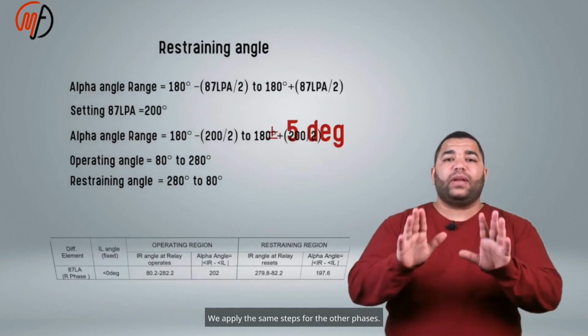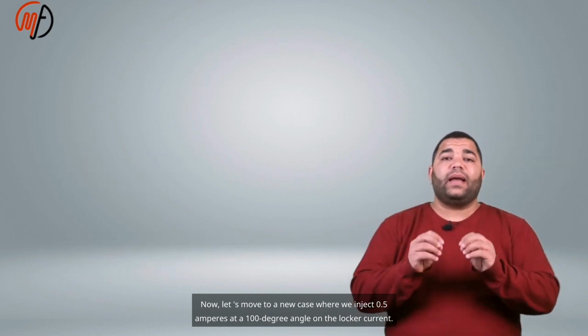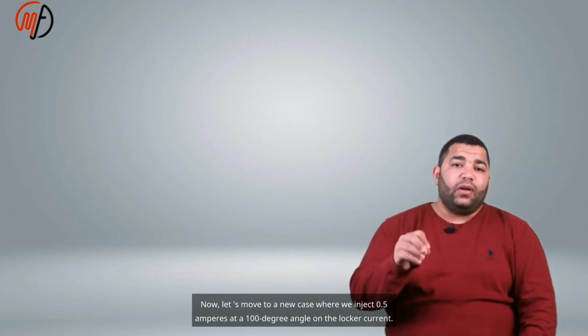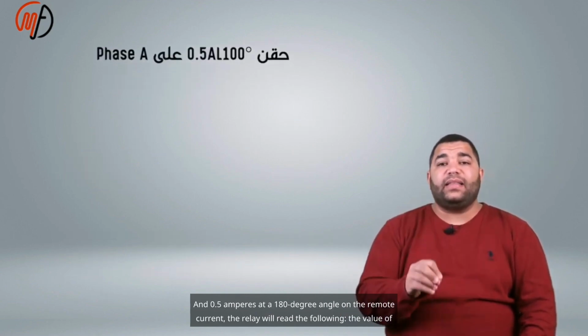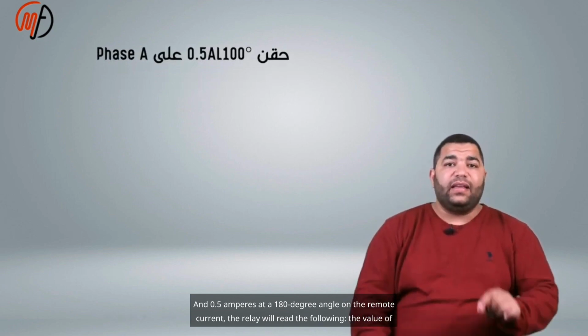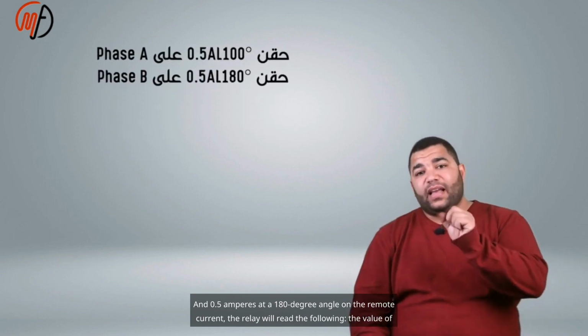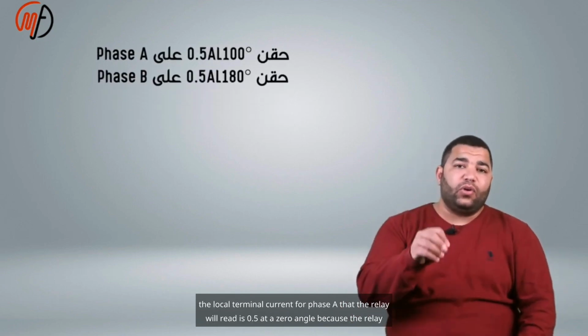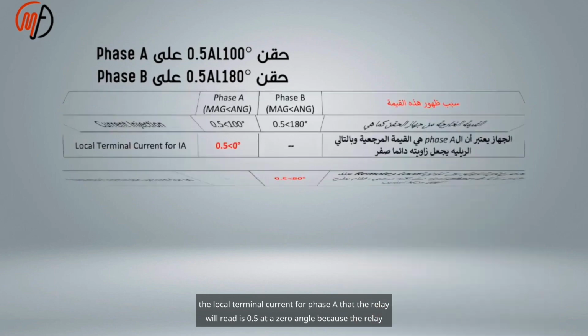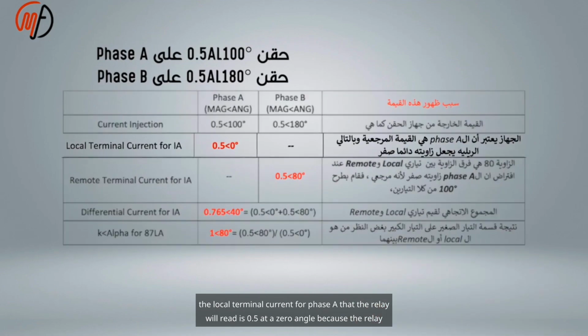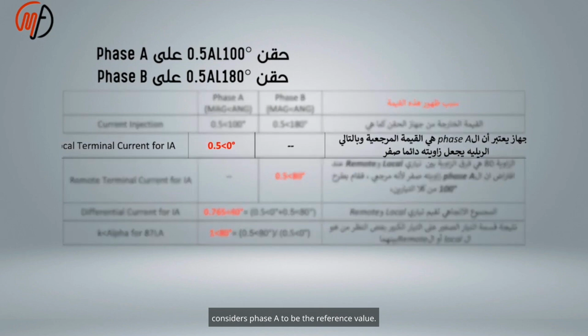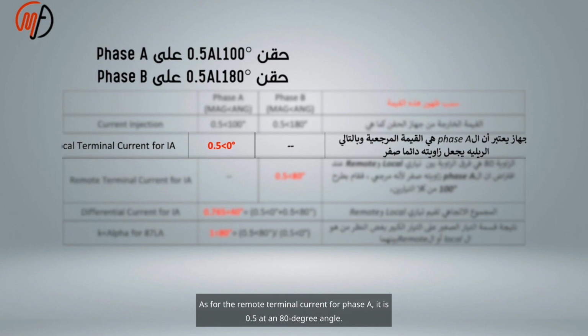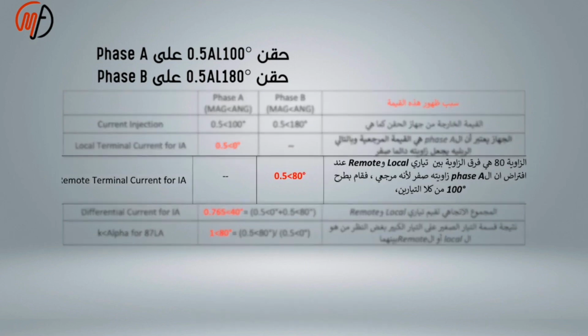Now let's move to a new case where we inject 0.5 amperes at a 100 degree angle on the local current, and 0.5 amperes at a 180 degree angle on the remote current. The relay will read the following. The value of the local terminal current for phase A that the relay will read is 0.5 at a 0 angle, because the relay considers phase A to be the reference value. Therefore, the relay will always set its angle to 0. As for the remote terminal current for phase A, it is 0.5 at an 80 degree angle.